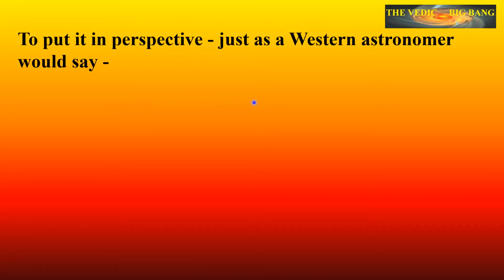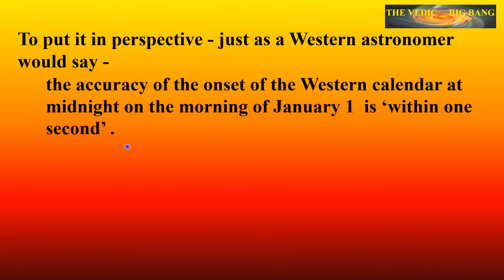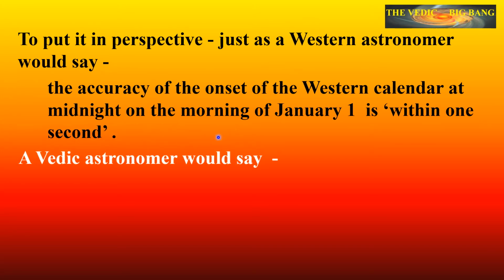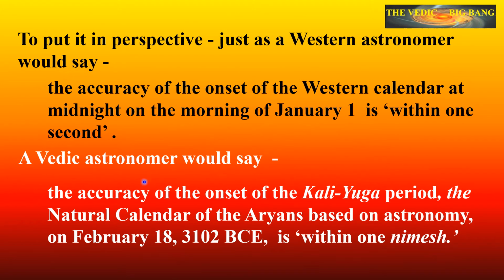To put it in perspective, just as a Western astronomer would say the accuracy of the onset of the Western calendar at midnight on the morning of January 1 is within 1 second, a Vedic astronomer would say the accuracy of the onset of the Kali Yuga period, the natural calendar of the Aryans based on astronomy, on February 18, 3102 BCE is within 1 nimesh.